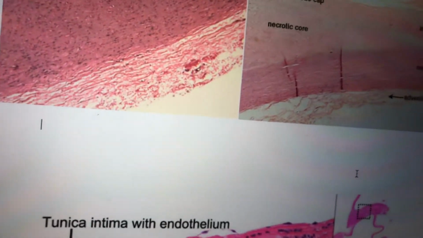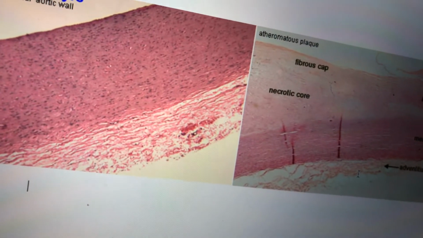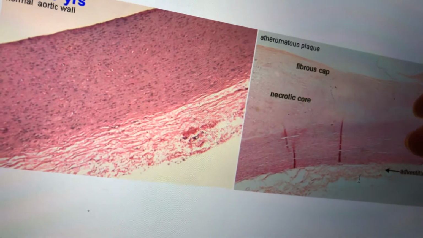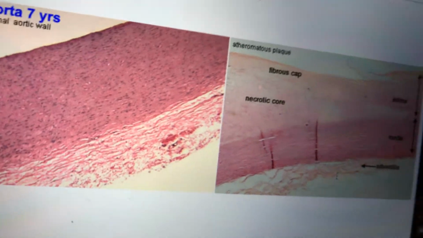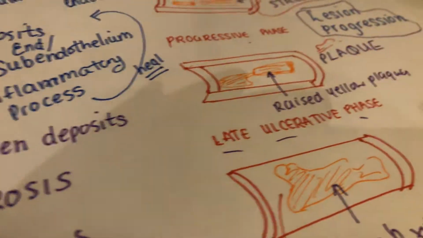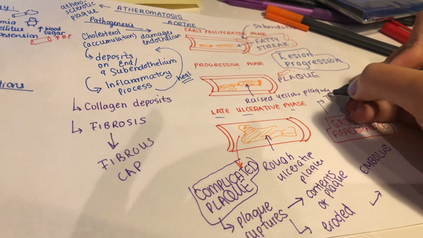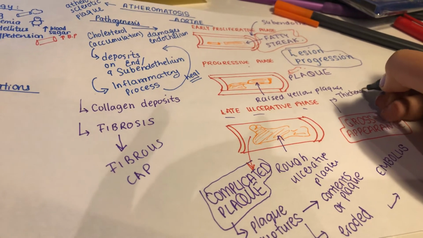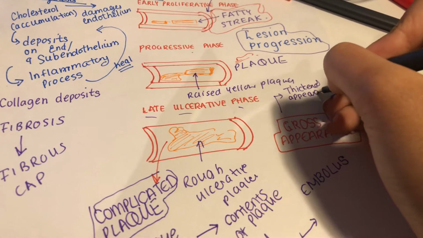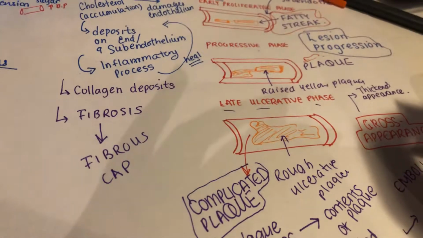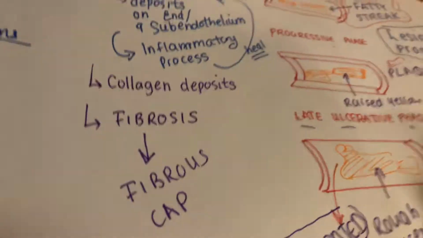And then we discussed the tunicas, intima, media, and adventitia, and how there's a lot of thickening from intimal cell proliferation. Then you have your lesion progression, which is your fatty streak, your plaque, and your complicated plaque. Now, about the gross appearance, what are you going to have? You have thickening because you have cholesterol deposition. So you're going to have a thickened appearance. This is the gross appearance of the aorta: it's going to be thickened.